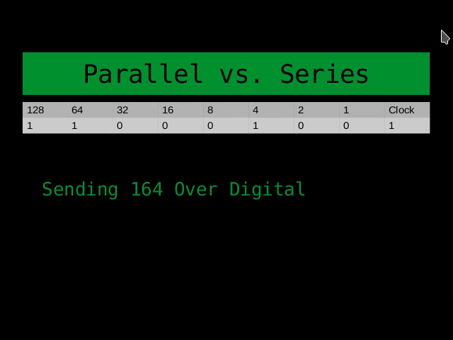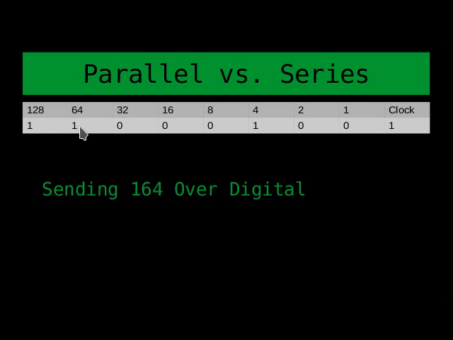Series is faster on the computer. It's faster for it to think about one thing at a time and do it than it is to think about 8 things at a time and do it. It slows it down a lot doing parallel. So a lot of your faster systems are using series. Hopefully that explains it well enough here. So yeah, parallel, it's going to send them all at the same time. Series, it's going to go 1 bit at a time.